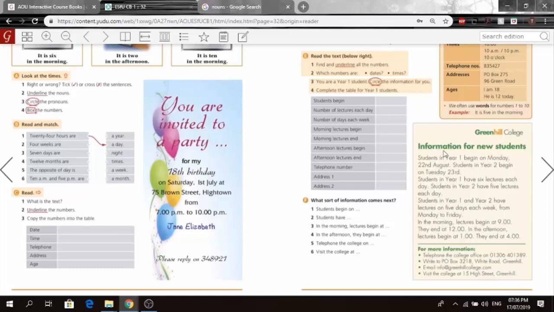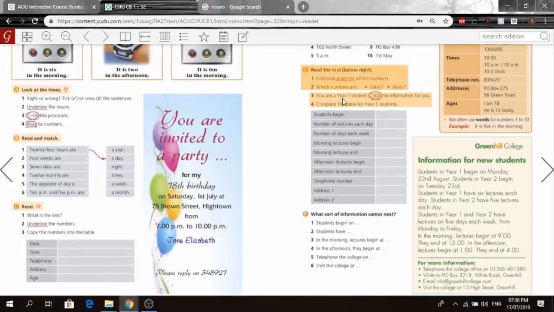Okay, so we got the information that we need. Now it says that we are year 1 students, okay? So circle the information that's for you. So students in year 1 begin on Monday 22nd, sorry. I made the same mistake I told you guys not to. So don't make that mistake. 22nd August. Okay, so we're going to circle that because we're year 1.